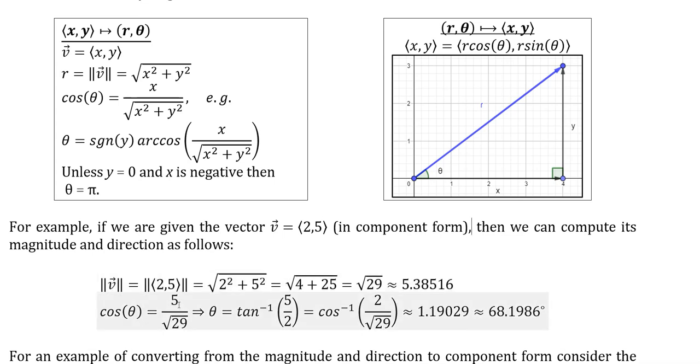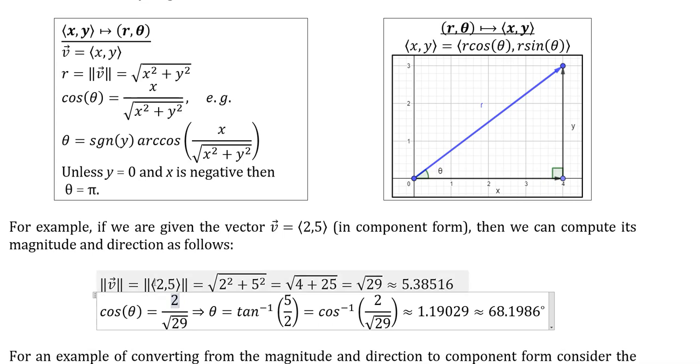No, that's incorrect. 5 over, okay, I've got it right there. It's 2. Okay, yeah. X over r, 2 over square root of 29. So theta is the inverse cosine of 2 over square root of 29.